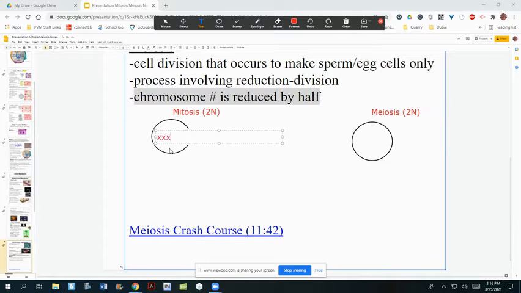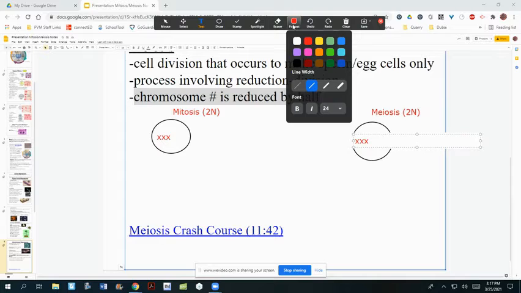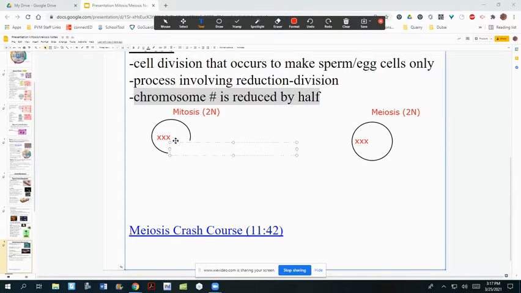And we're going to use metaphase. I'm going to put 2 different colors in here just so you can see. If we were to say there are 3 chromosomes from mom and 3 chromosomes from dad, well, here's how they line up differently. In mitosis, they line up along the metaphase plate.